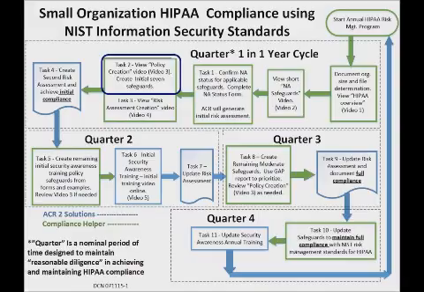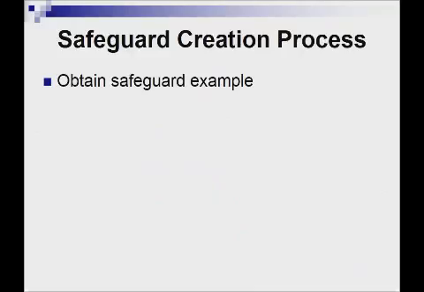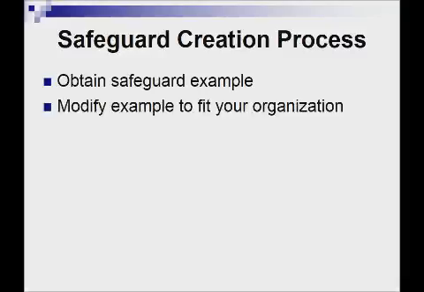HIPAA security rule compliance using the NIST standards is a cyclical process. The overall cycle of 11 tasks is shown here. For convenience, the more or less annual cycle has been divided into 4 quarters. A given set of tasks may take more or less time than this, depending on the complexity of the situation and available resources. Policy safeguard creation begins with obtaining an example of the particular safeguard to be prepared. This example will then be modified to meet the specifics of your particular organization.